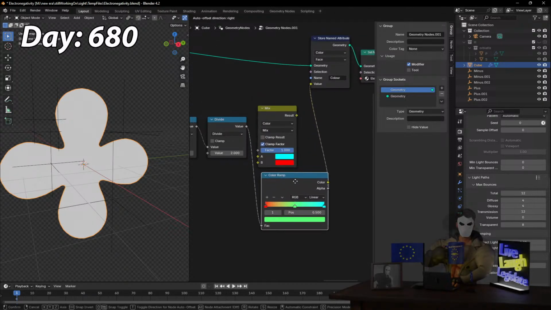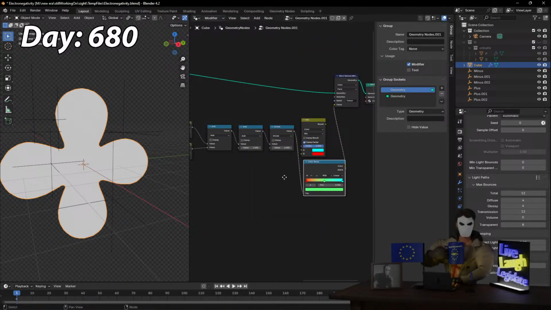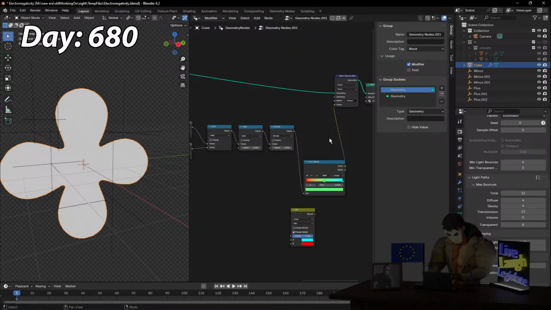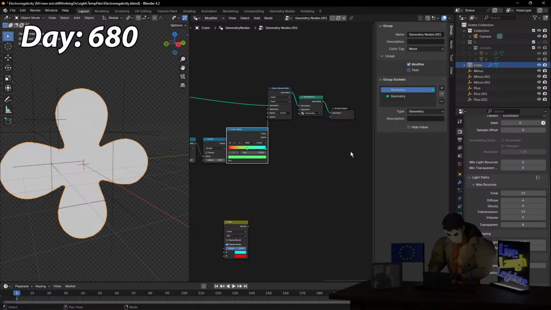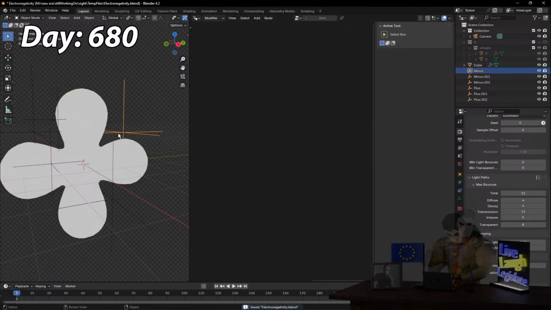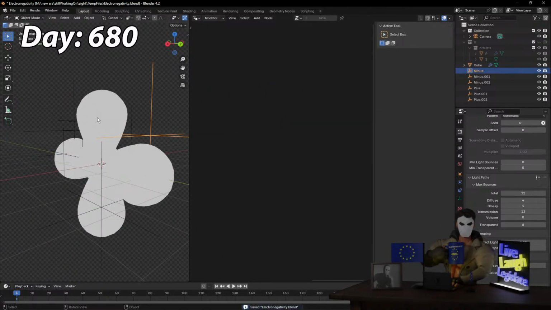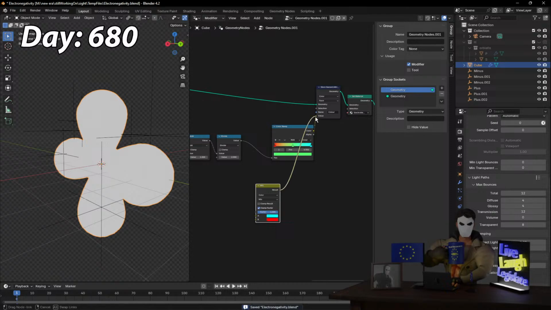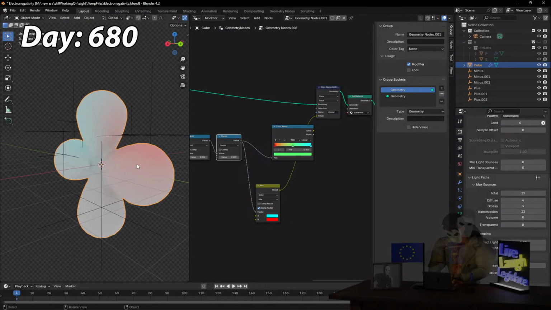There we go. Why isn't this working all of a sudden? Huh? What happened? Why are you still grey? Uh-oh. How come it's not working all of a sudden? What? I'm sorry. Is it the color? I mean, I could always just plug in the color itself, I guess.